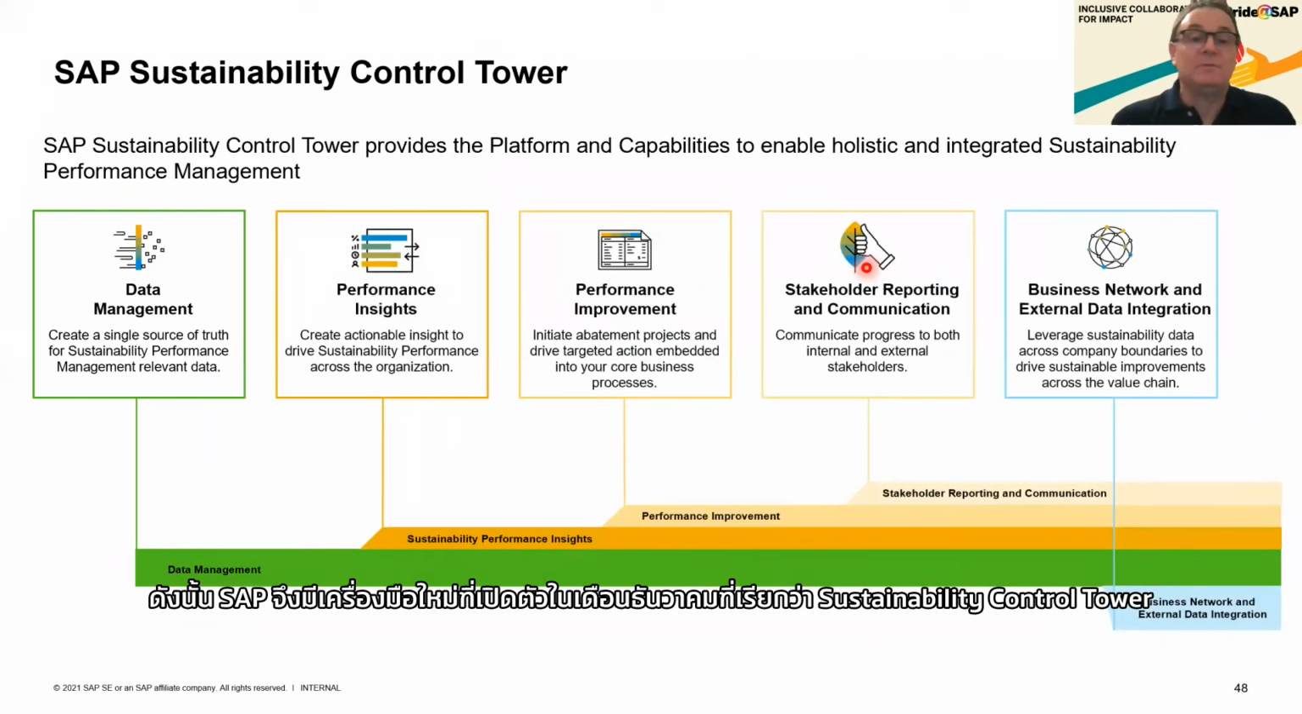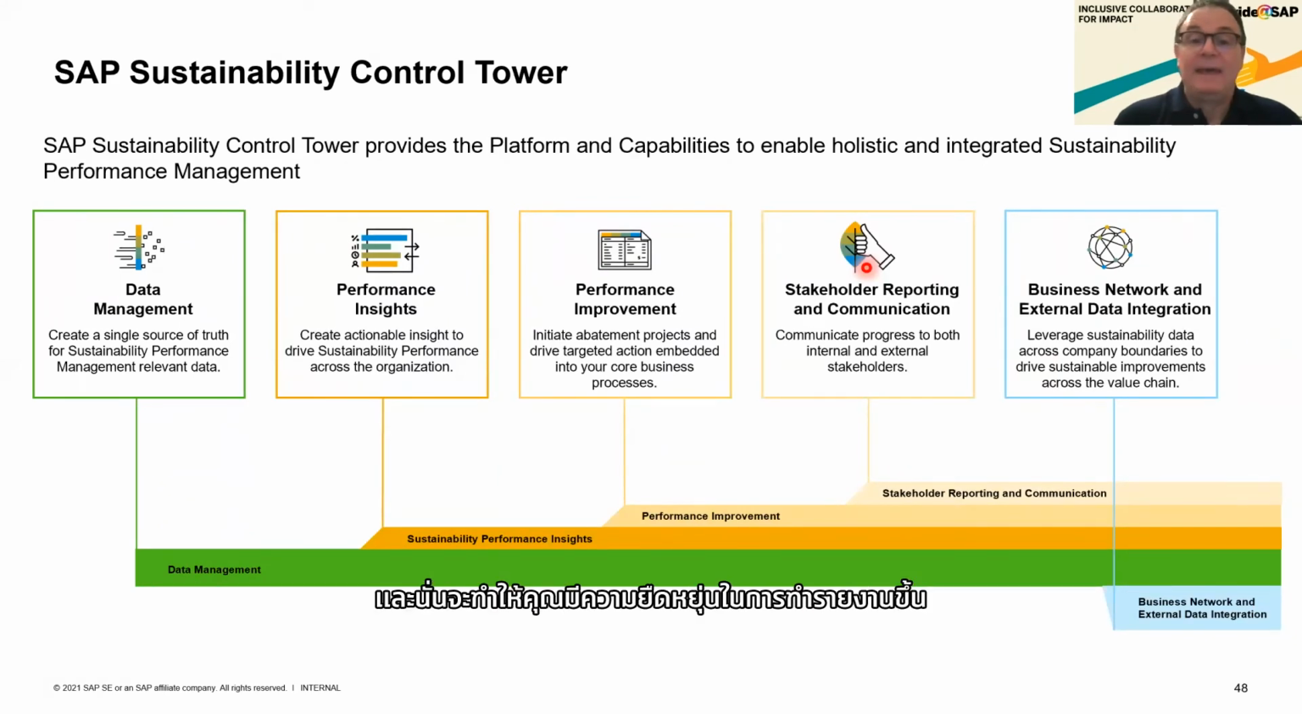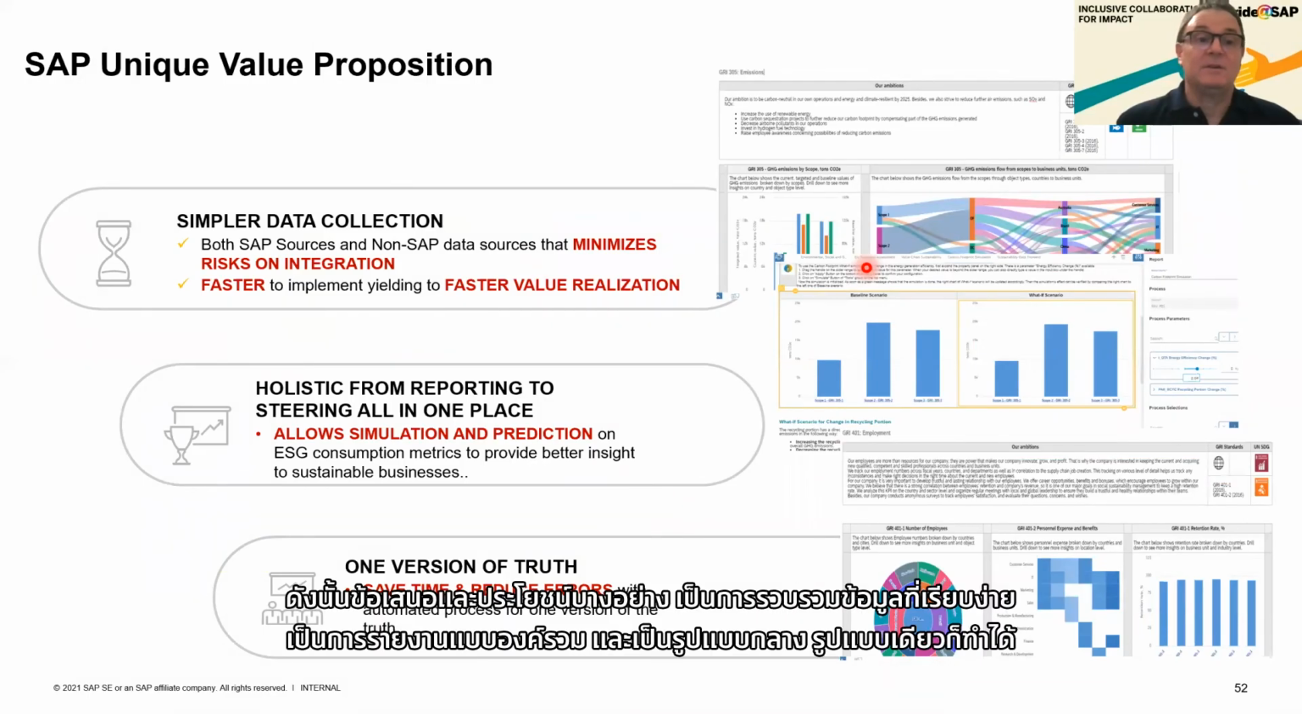SAP also has a new tool being released in December called the Sustainability Control Tower, and that will give you additional reporting flexibility. So some value propositions here: simpler data collection, holistic reporting and steering in one place, and one version of the truth.